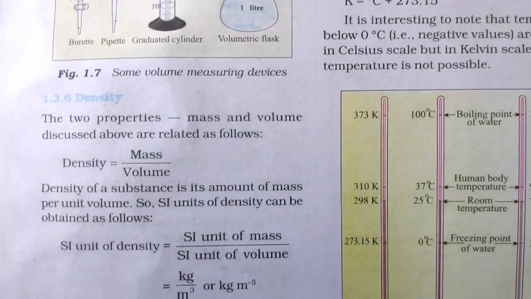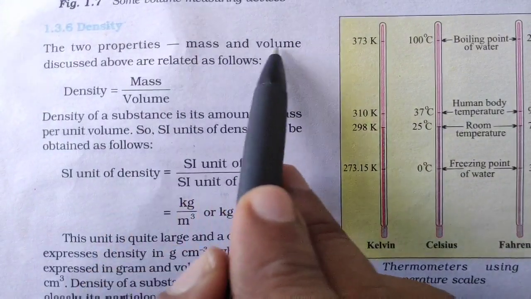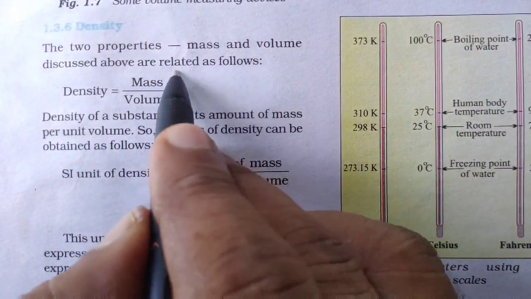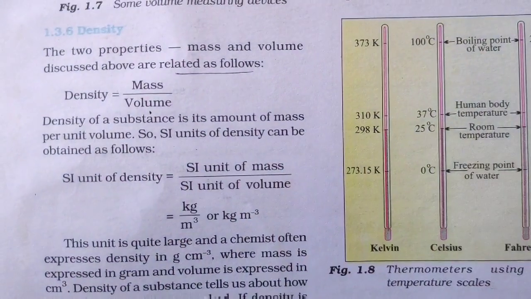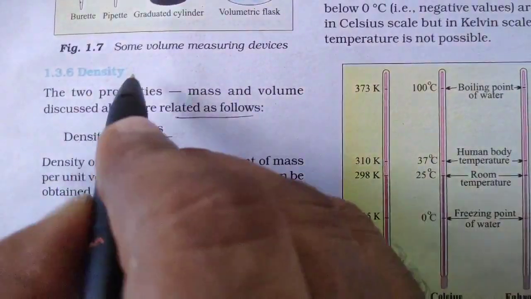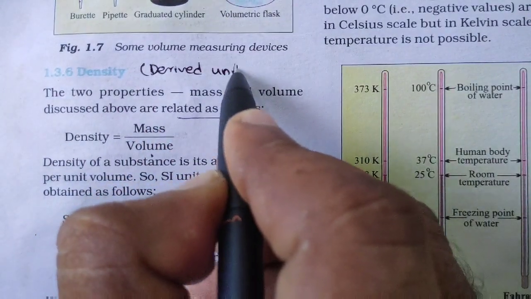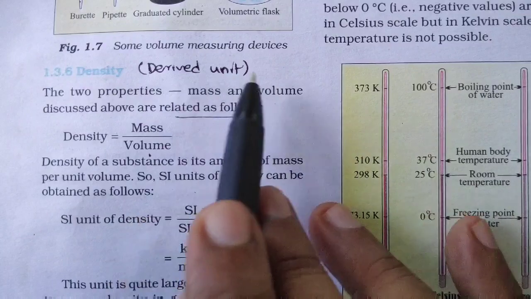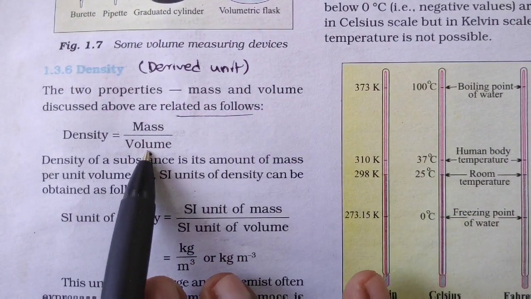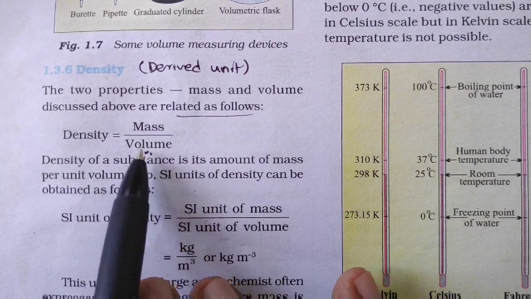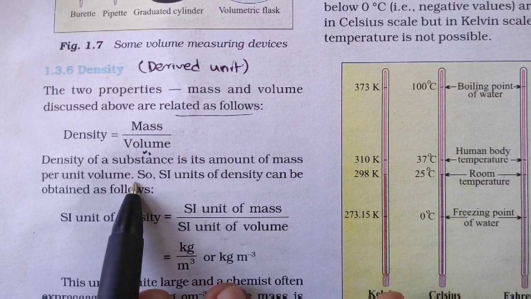Now the next part we are going to discuss is density. The two properties, mass and volume, are related as follows: density is equal to mass upon volume. When we talk about the 7 basic units, density is a derived unit. Why is it called a derived unit? Because it is derived from the 7 basic units; in density, mass and volume are the basic units we are using. Density of a substance is its amount of mass per unit volume.